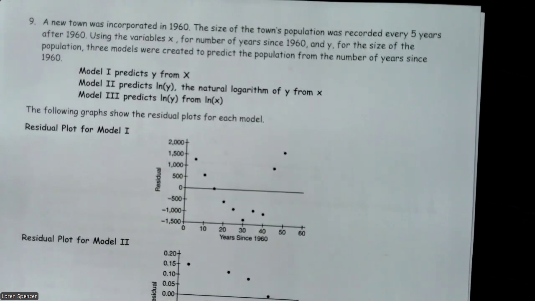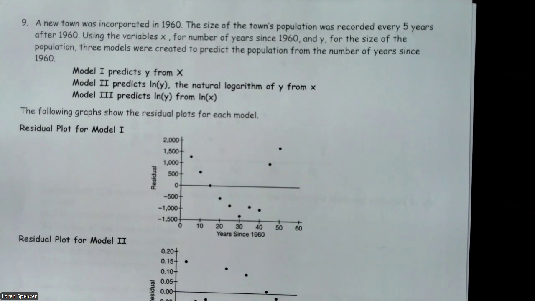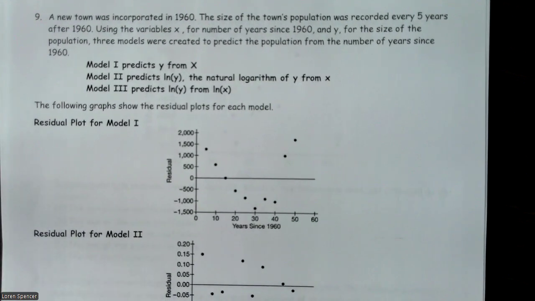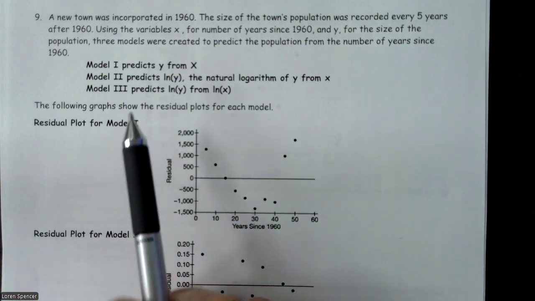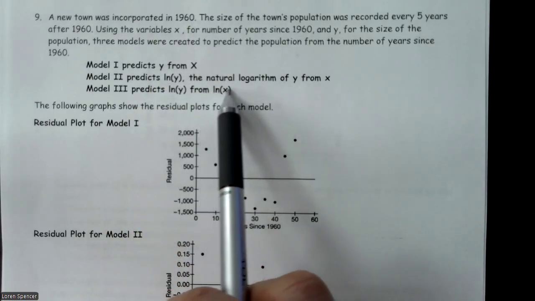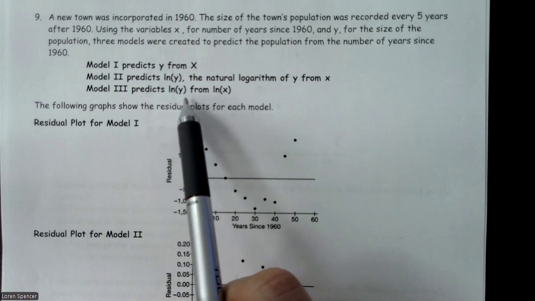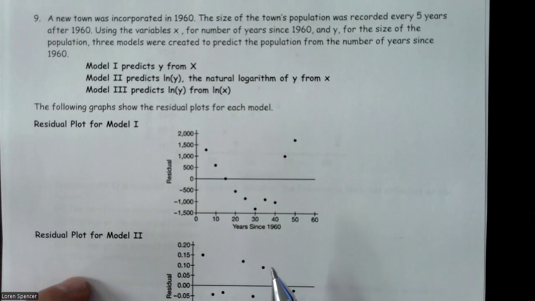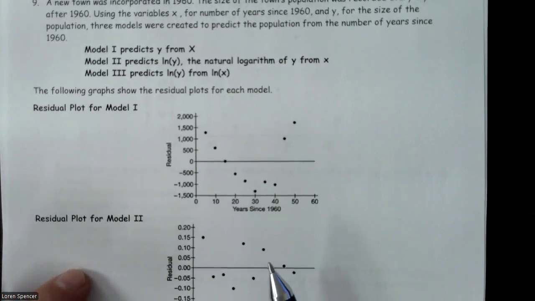Number 9, a new town was incorporated in 1960. The size of the town's population was recorded every 5 years after 1960 using the variables x for the number of years since 1960 and y for the population. 3 models were created. One predicts y from x, one predicts the natural log of y from x, and one predicts the natural log of y from the natural log of x. The following graphs show the residual plots.